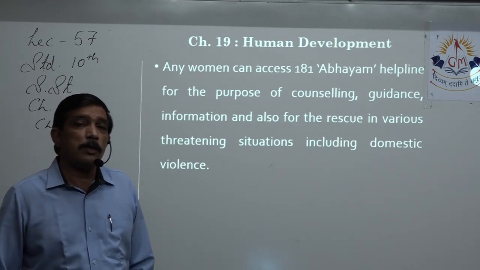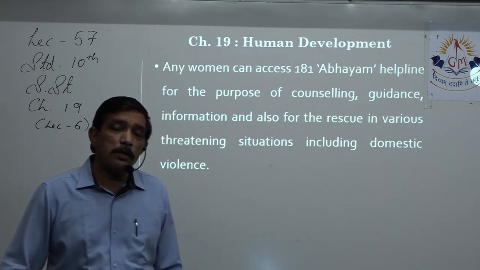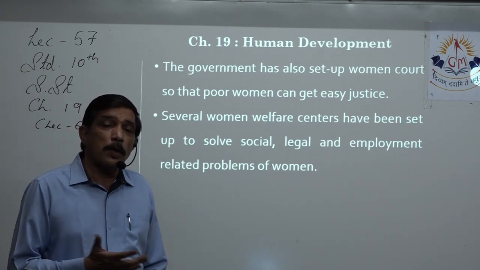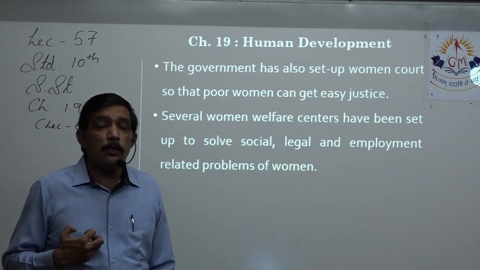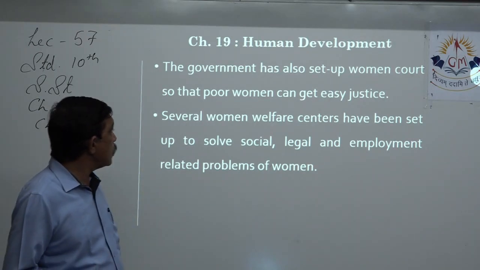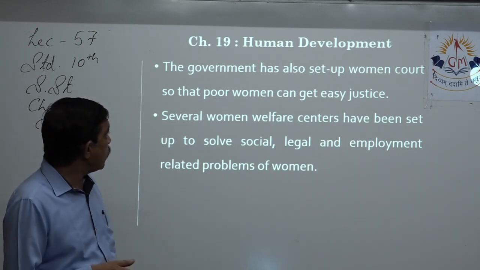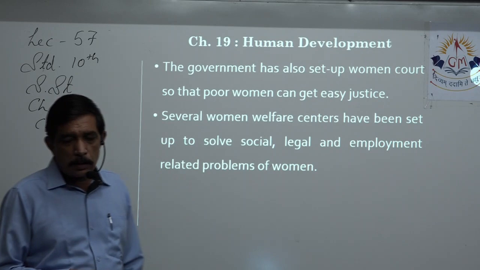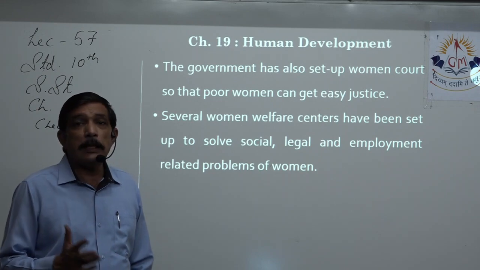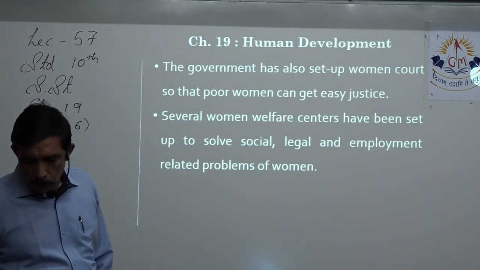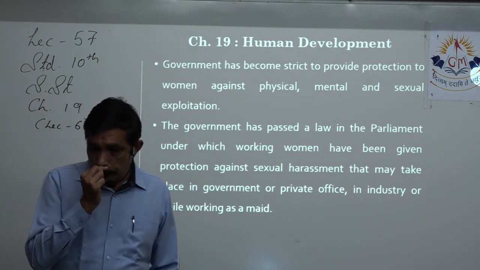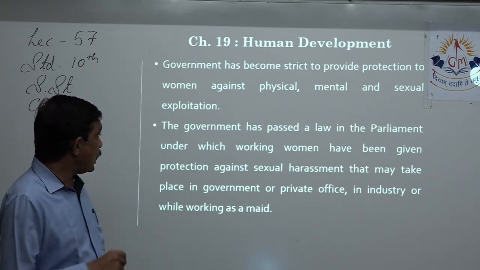Nowadays, with the establishment of women police stations in almost all towns and cities, women can directly go there. Apart from that, women courts are also held, where poor women who do not have money to fight cases in court can get assistance. The government has set up women courts so that poor women can get easy justice. Several women welfare centers have been set up to solve social, legal and employment related problems of women. The government has become strict to provide protection to women against physical, mental and sexual exploitation at the work area.